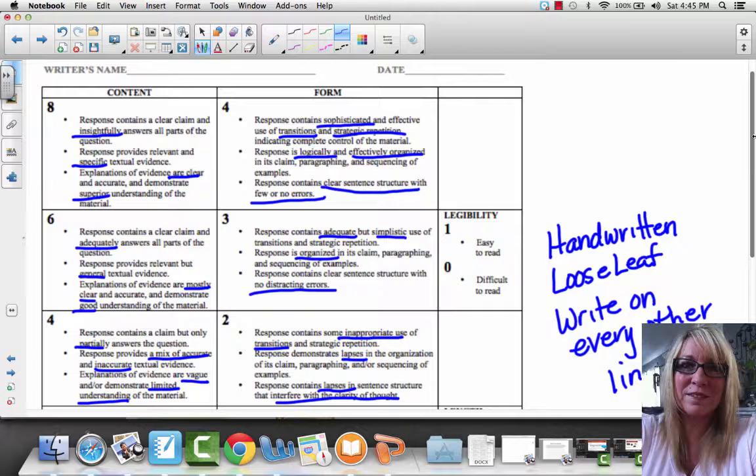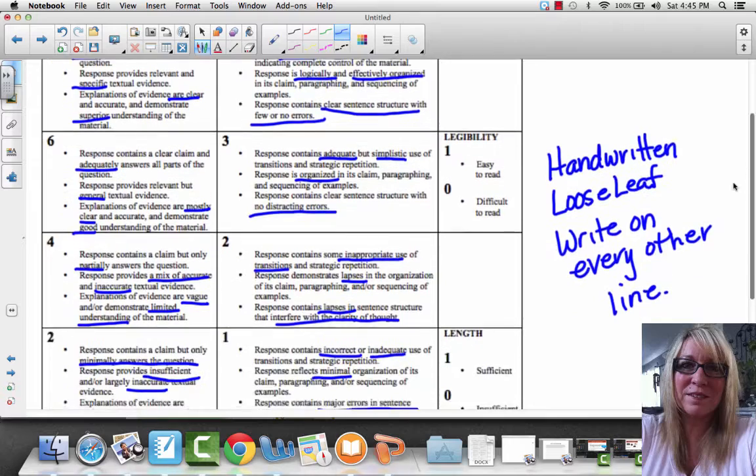A 3-point response contains adequate but simplistic use of transitions. Response is organized in its claim, paragraphing, and sequencing. Response contains clear sentence structure with no distracting errors. So there's a couple of errors, but they're not really big errors.